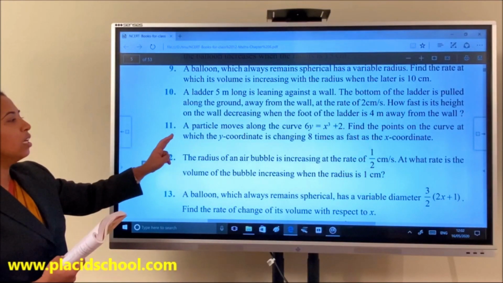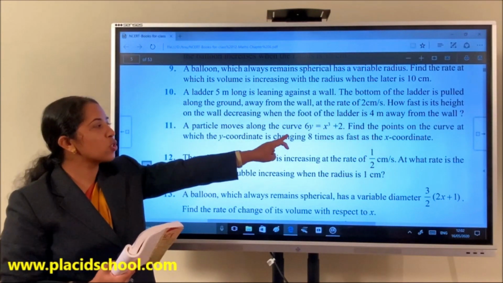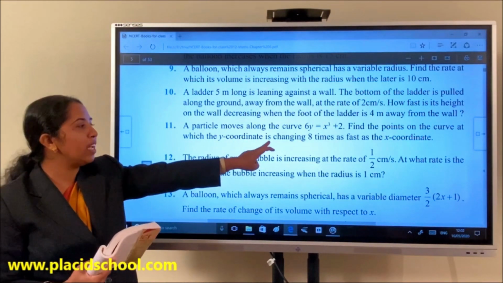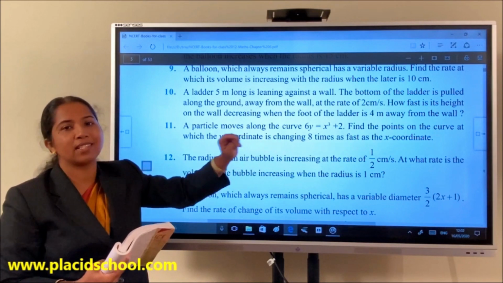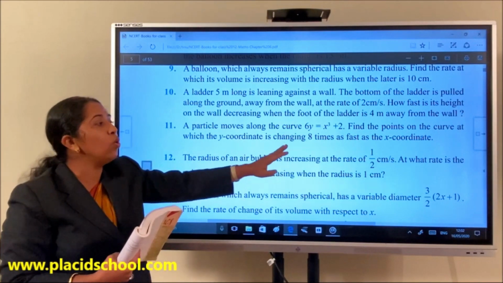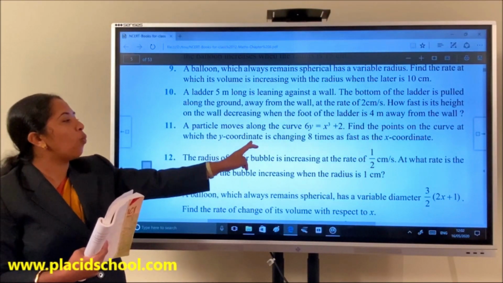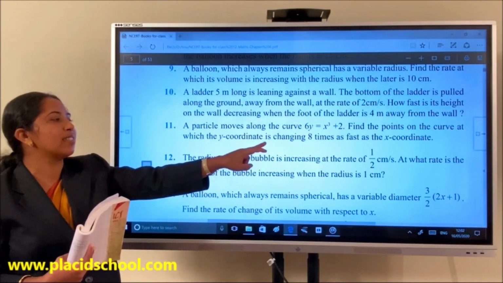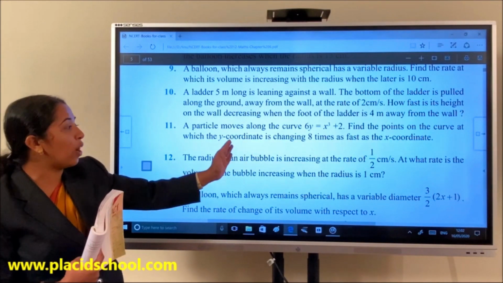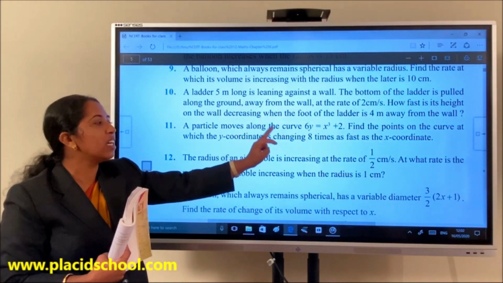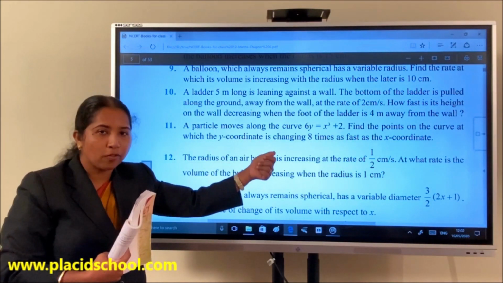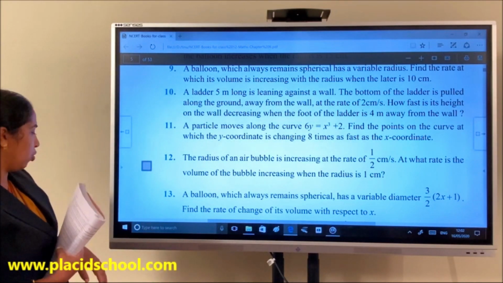Now question number 11. A particle moves along the curve 6y equal to x cube plus 2. Find the points on the curve at which the y coordinate is changing 8 times as fast as the x coordinate. So we are given the equation of the curve as 6y equal to x cube plus 2. We have to find the points on the curve at which y coordinate is changing 8 times as fast as the x coordinate. That means dy by dt is 8 times dx by dt. Rate of change of y coordinate with respect to time is 8 times rate of change of x coordinate with respect to time. We will see how to do the question.